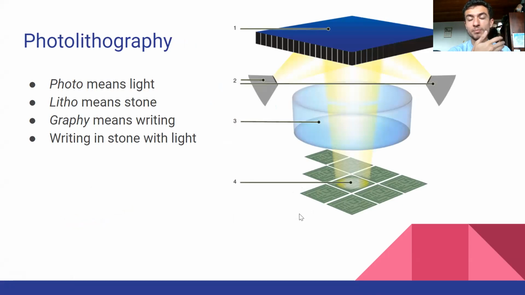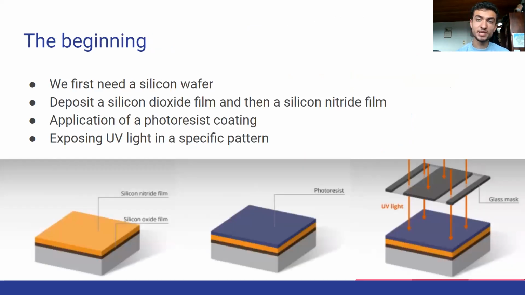MOSFETs are made through the process of photolithography. Taking the Greek words, photo means light, litho means stone, and graphy means writing. Put together, we have writing stone with light, which is basically what happens. Photolithography takes light, and with that it can write the semiconductor material, in this case, a silicon wafer. So, at the beginning, we first need a silicon wafer.